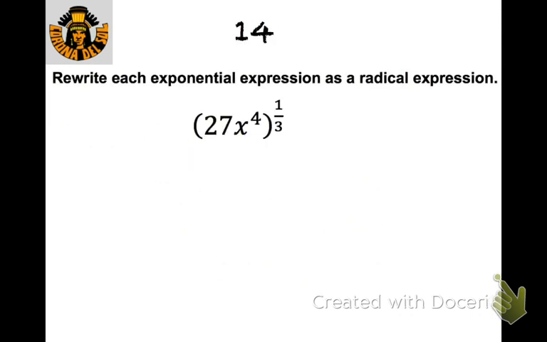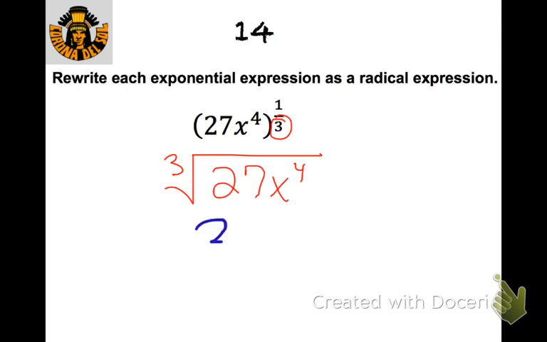Okay, this one, we're going to change it to a radical. And so the index on the bottom is a 3. So we're going to do the cube root of everything in parentheses. So not 24, 27. So 27x to the 4th. So you can do the cube root of 27. That's 3 times, 27 is 3 times 3 times 3. So the cube root of 27 is just 3. And then you still have the cube root of x to the 4th. So that's your best answer right there.